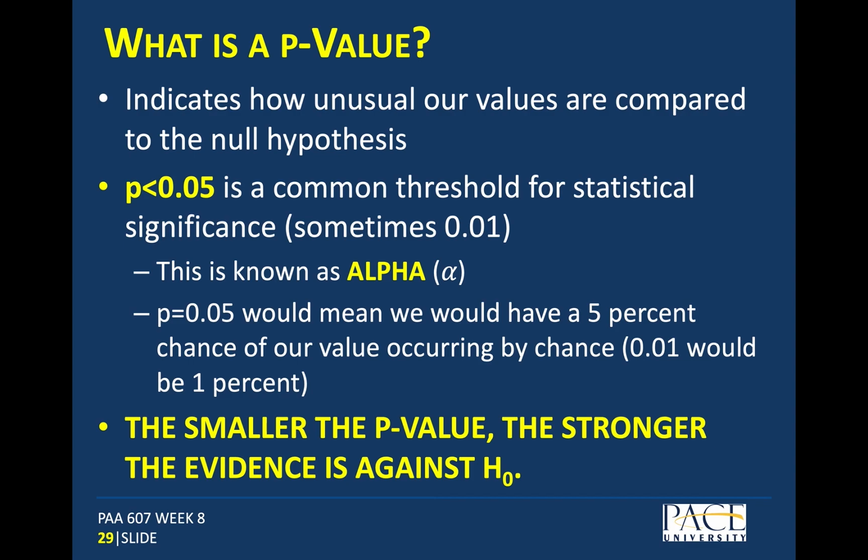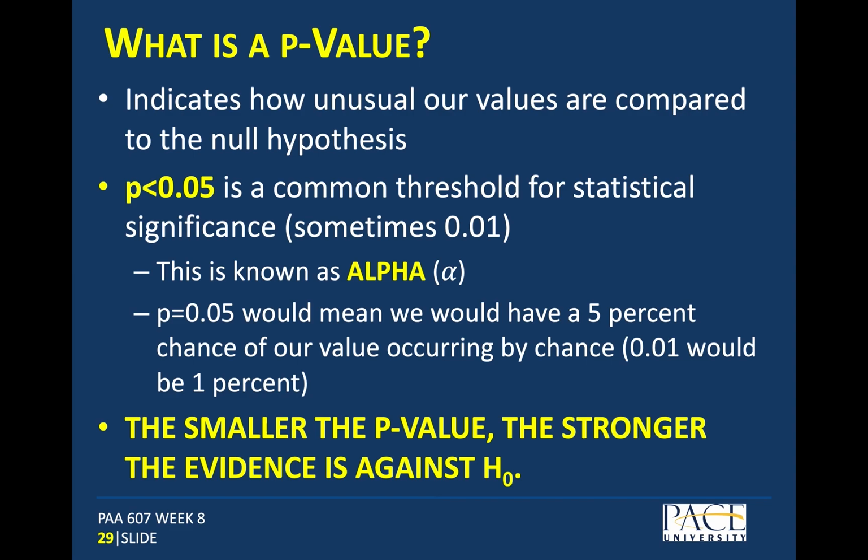Now, some fields like aerospace use 0.01 as a threshold for statistical significance. But in general, social sciences, and again, public administration is a social science, use this 0.05 as a common threshold for statistical significance, which means, again, if we see a value of less than 0.05, we can point at that and say, yeah, that's a really unusual value. Now, this threshold for statistical significance is also known as alpha. So alpha is basically saying we need to see values below this particular level, in this case 0.05. If we see values below this, we consider that statistically significant. If we see values equal or greater than this, they're not.